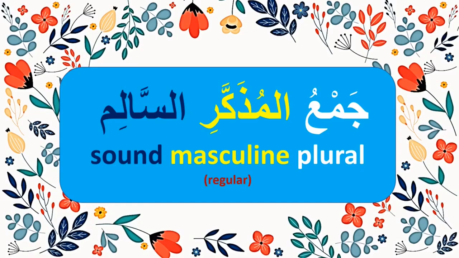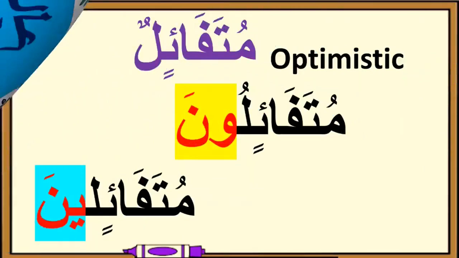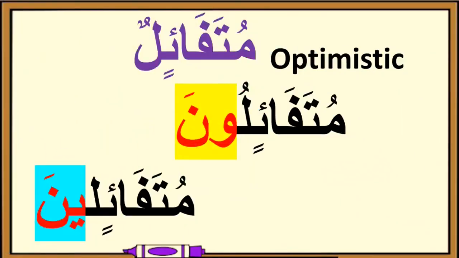Salim, sound masculine plural. But what does it mean, جمع المذكر السالم? It means that the single form of the word does not change. We do not delete or add any letters in the beginning or the middle of the word. The only changes we do is adding a suffix una or ina at the last letter of the word.